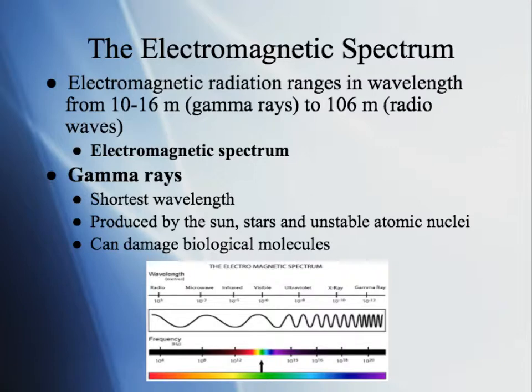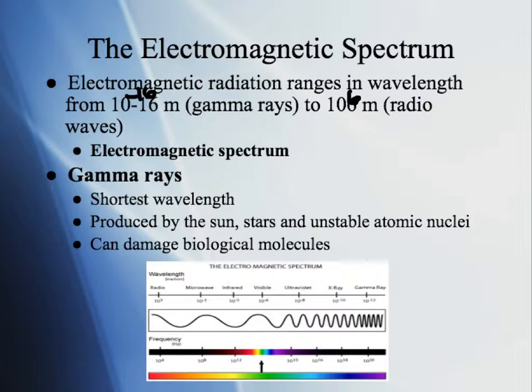All right, so let's take a look at the electromagnetic radiation spectrum. We have a wide range of wavelengths, basically from 10 to the negative 16th power meters. Gamma rays are super, super tiny in wavelength, all the way to 10 to the 6th meters for radio waves. 10 to the 6th is a million, and 10 to the negative 16th is really, really tiny.